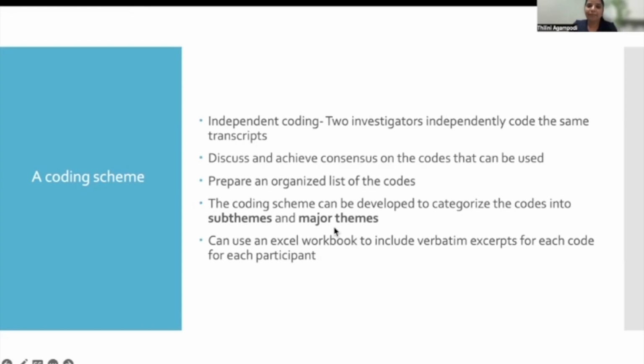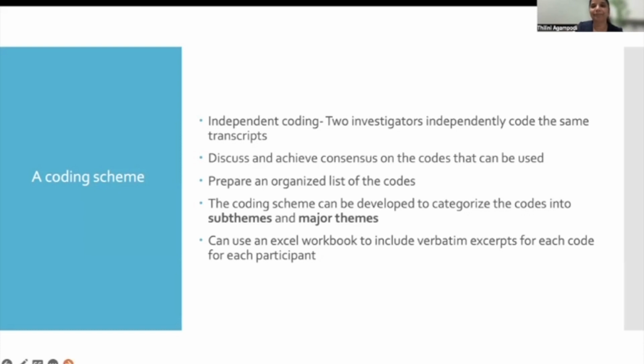When you develop the coding scheme, although merely a coding scheme contains only a list of codes, actually you can categorize the codes into sub-themes and major themes within the coding scheme as well. I will show you an example, right? Or you can use an Excel workbook to include verbatim excerpts that reflect specific codes, right?